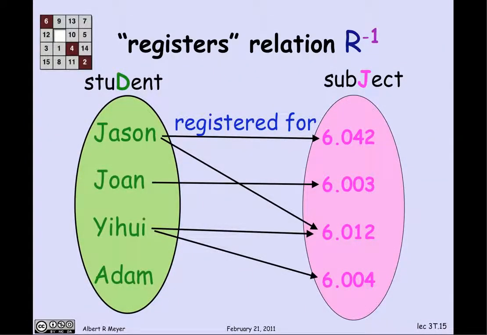Let's turn now to an operation on relations, which converts one relation into another relation called the inverse of R. And the inverse of R is what you get by turning the arrows around. So let's look at the relation R, which is the registered for relation going from D students to J subjects. And then R inverse I could think of as the registers relation. 6042 registers Jason and 6012 registers Jason and Yihui. It's a funny usage of the word, but I needed something short that would fit on the slide. So registers is basically turning the arrows backwards of is registered for.